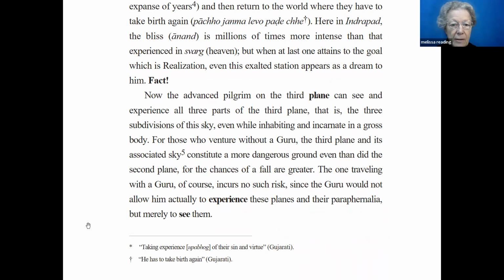Now, the advanced pilgrim on the third plane can see and experience all three parts of the third plane. That is, the three subdivisions of this sky, even while inhabiting and incarnate in a gross body. For those who venture without a guru, the third plane and its associated sky constitute a more dangerous ground even than did the second plane, for the chances of a fall are greater. The one traveling with a guru, of course, incurs no such risk, since the guru would not allow him to actually experience these planes and their paraphernalia, but merely to see them.